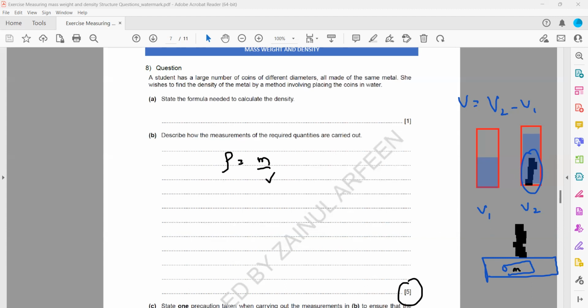So how are the marks distributed for this? First thing you will mention, like we'll take a measuring cylinder or a graduated cylinder. Then we'll fill it with water. Then place the coins inside, record the volume, and then calculate the difference to get the volume of the coins. And then measure the mass of the coins by balance, and mass divided by volume will give the density.